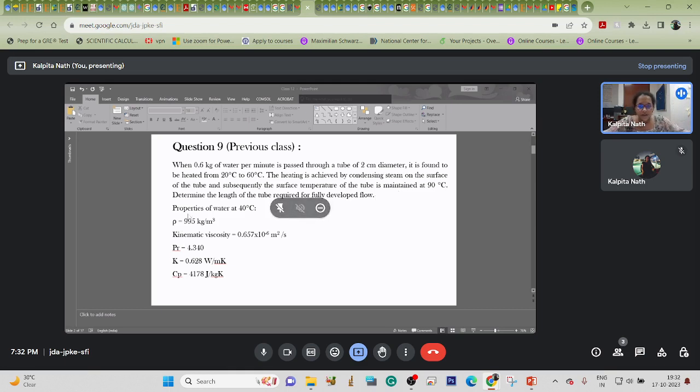So use those equations. Determine the length of the tube required for fully developed flow. These are the values that are already provided. Based on the equations that we used at that time, we'll be using the same equations here and solve this problem. So I'll give you 5 minutes for solving this, then we'll proceed with the solution.